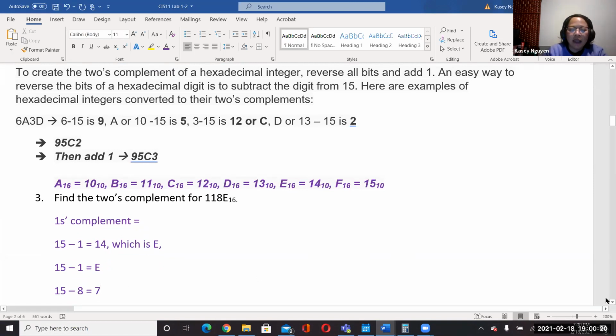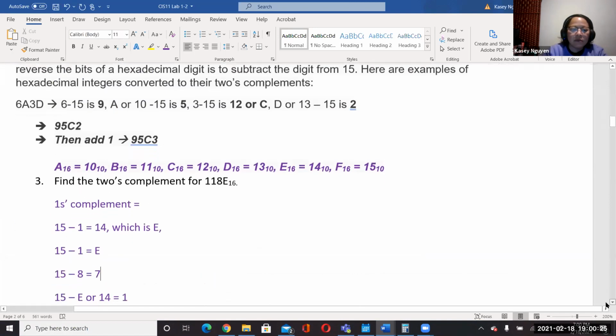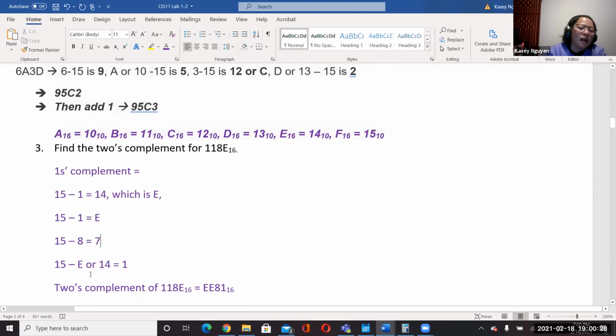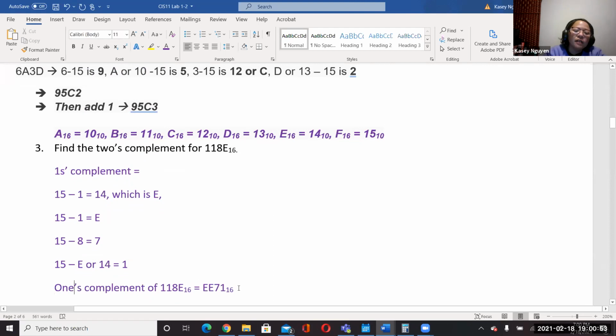Okay. And then, sorry, just giving you whiplash right now. Okay. Then we would take the last one, which is E, 15 minus E, or 14, which is 1. So the 1's complement of this is here. We're not done, right? We got to do a plus 1 to it.